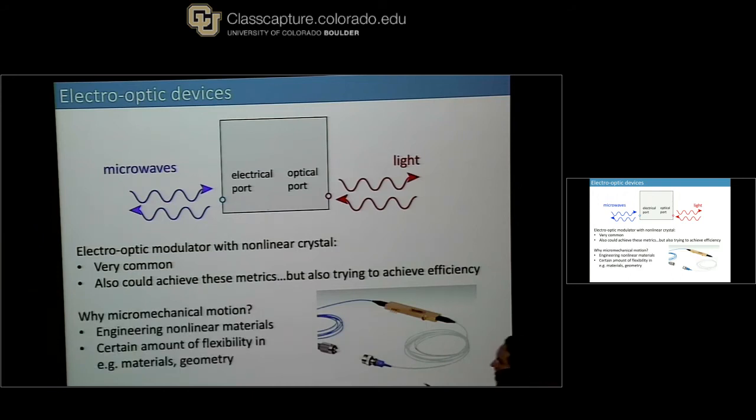One thing that I think is useful about the micromechanical motion is, remember yesterday we talked about how our optomechanical system can create this ponderomotive squeezing. In that way, you can think of the optomechanical system as an effective nonlinear medium, where you get to define the parameters of that nonlinear medium by engineering the geometry. And so I think of the reason to use micromechanical motion is we're able to engineer these systems. There's a certain amount of flexibility in materials and geometry that may help us, may hurt us. We'll have to see.